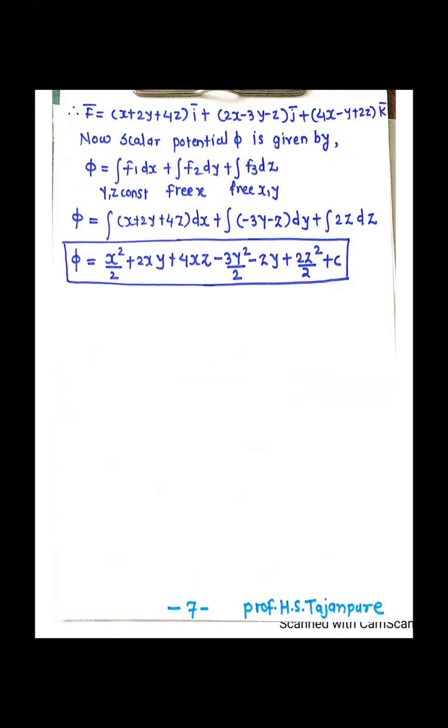So, is today's topic clear to all of you? Again, one compulsory example will be there in the exam, one on directional derivative, and another on irrotational. That is the compulsory topic in the exam.